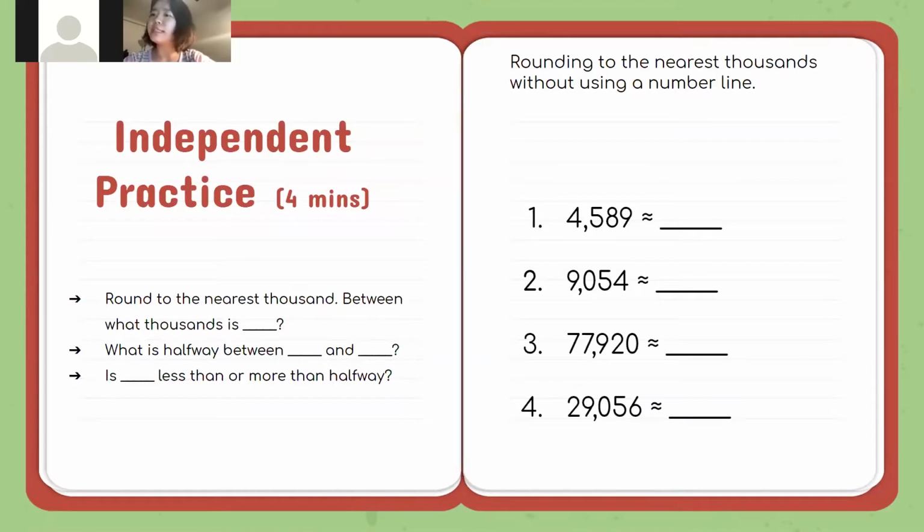So when you're rounding to the nearest thousand without using a number line, for the first number, 4,589, between what two thousands is 4,589? The answer is 4,000 and 5,000. And what is the halfway between 4,000 and 5,000? The answer is 4,500. And is 4,589 less than or more than this halfway point? The answer is more than. Okay, so when a number is greater than the midpoint, we will round this number up. So the answer is 5,000.